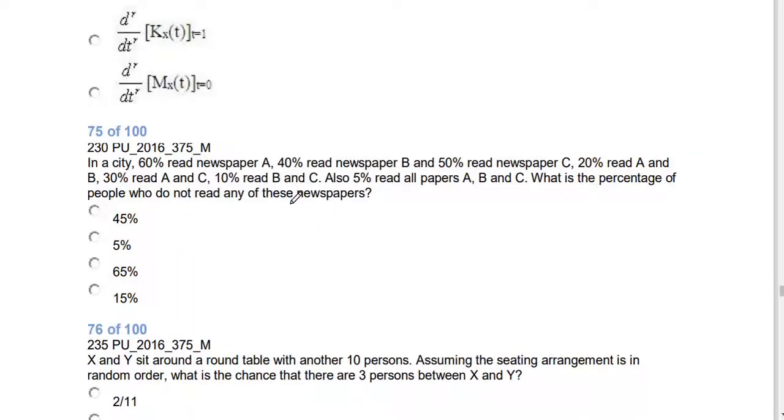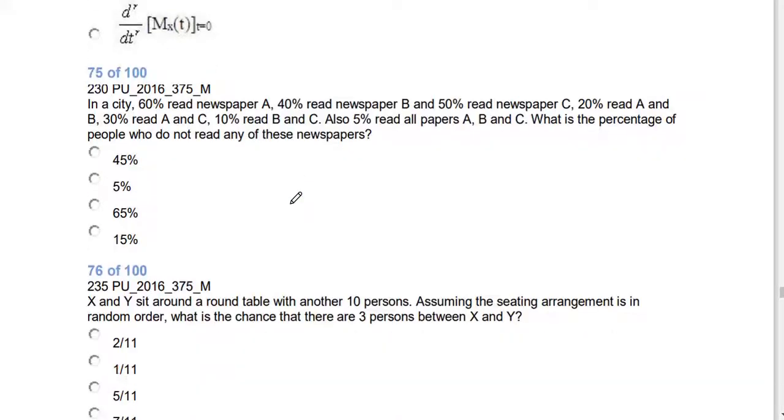This is a simple question. You need to just find this value. Here you can give a is 0.6, b is 0.4, and the intersection and union, all of these you can find here. Then, for what you need, the complements, you can find.